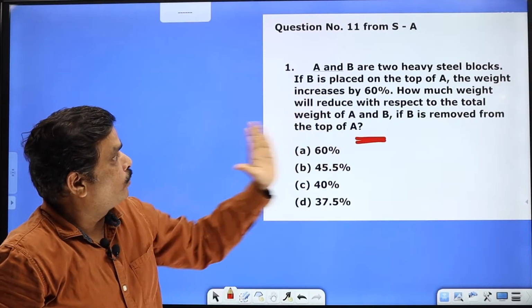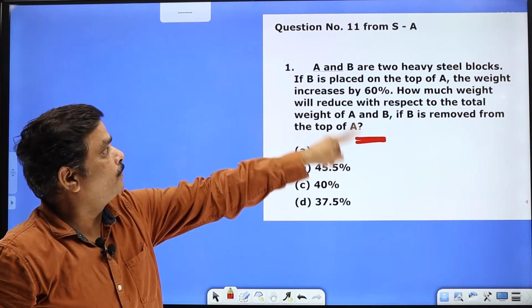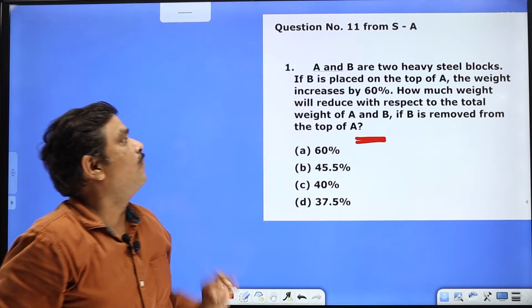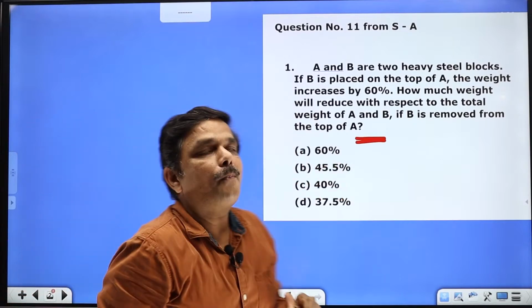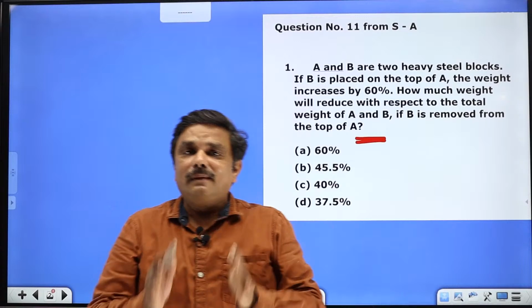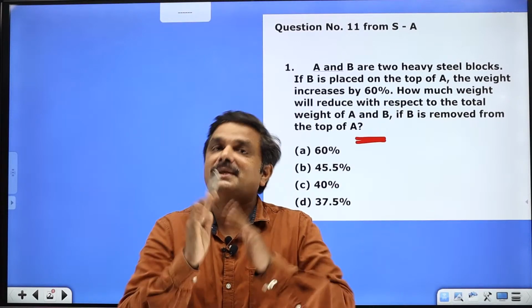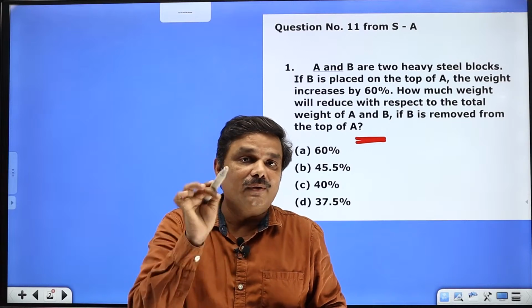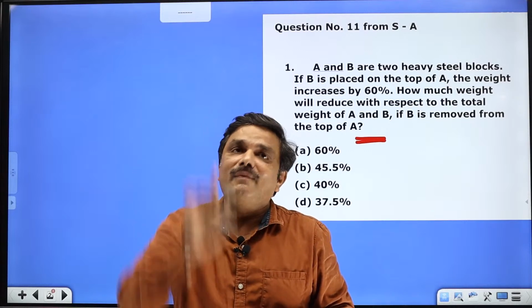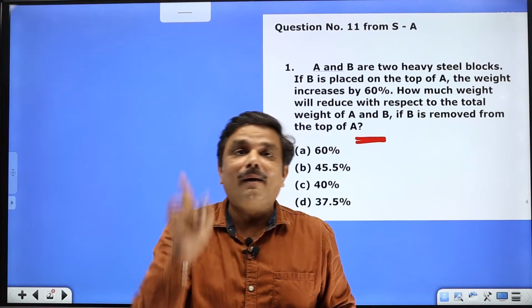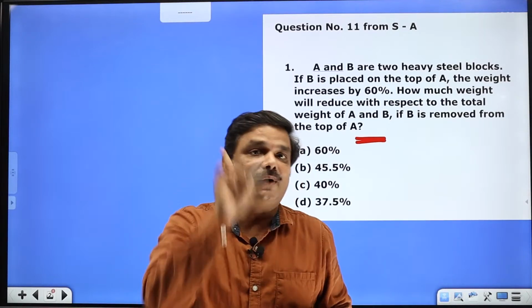Then how much weight will reduce with respect to the total weight of A and B if B is removed from the top of A? See, students, the speciality of the CSAT examination is questions are simple, but they ask the questions in a logical way. There will be some twist for that one. So that is the reason why you should be ready and you should be prepared for the twist.